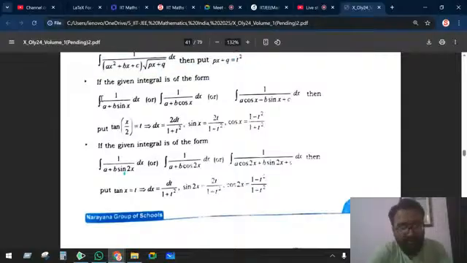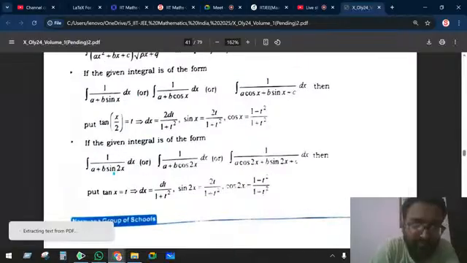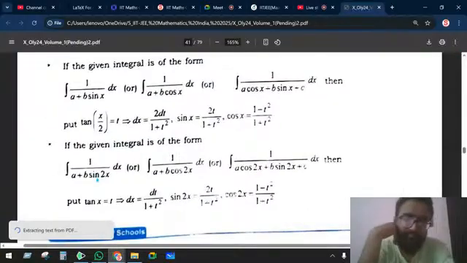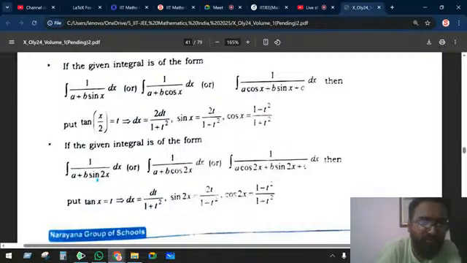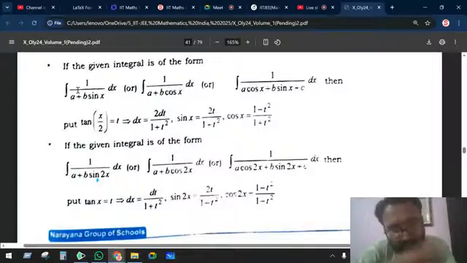What is this form? Can you read this second form? The given integral is of the form integration of 1 by a plus b sin 2x dx, or integration of 1 by a plus b cos 2x dx, or integration of 1 by a cos 2x plus b sin 2x plus c. Okay, it is in the second form. Go to the first one: 1 upon a plus b sin x, 1 upon a plus b cos x, 1 upon a cos x plus b sin x plus c.